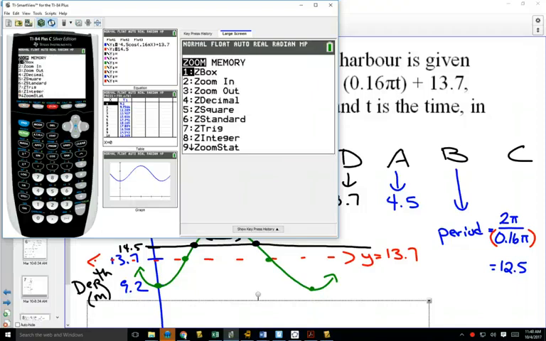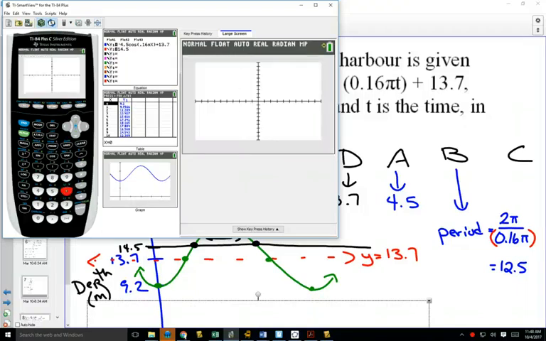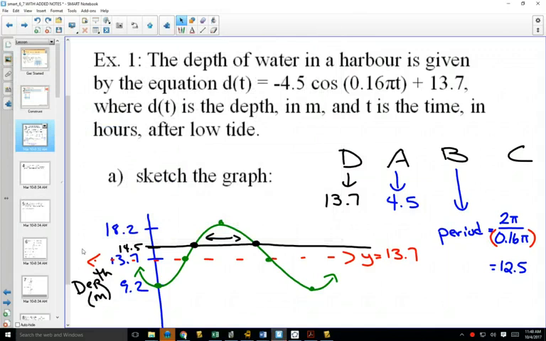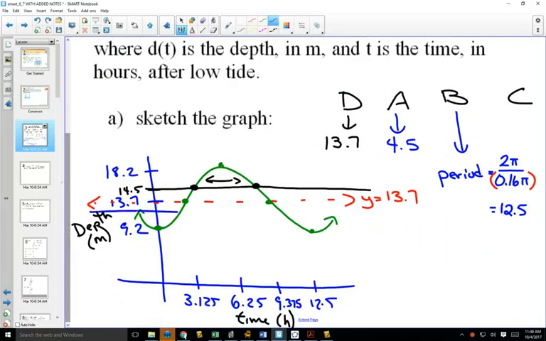Chances are a number of you, your window was standard when you started, and you hit graph and this is what happened. And you're like, there's nothing. And then a little smiley face appeared. But it made you frown because it does not match up. The reason it does not match up is because right now, what do you have? As far as the window goes, you have this window. So no wonder you only saw that little part.